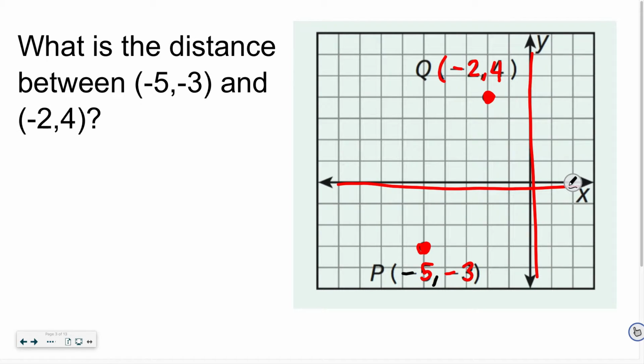Yesterday, as you were going through the activity, which you all did really well with, a lot of you were coming up here and you were counting how many units were in between every point. You don't always have to do that. We can actually use the coordinates to figure out the distance. And that's what we're going to do today.